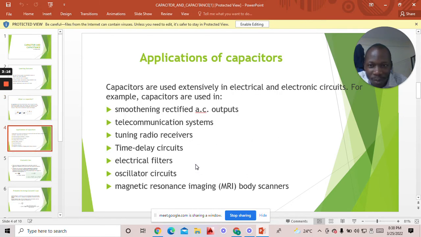So some of the applications of capacitors include smoothing rectified AC outputs. They are usually used in telecommunication systems, tuning receivers, time delay circuits, electrical filters, oscillators, and in magnetic resonance imaging.